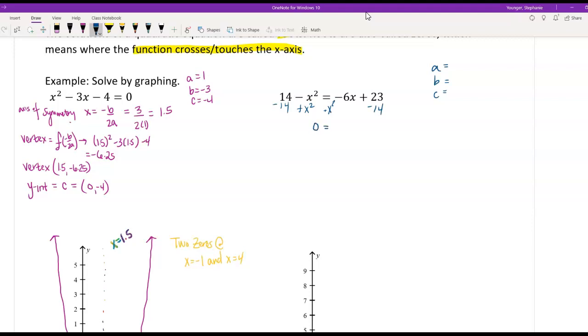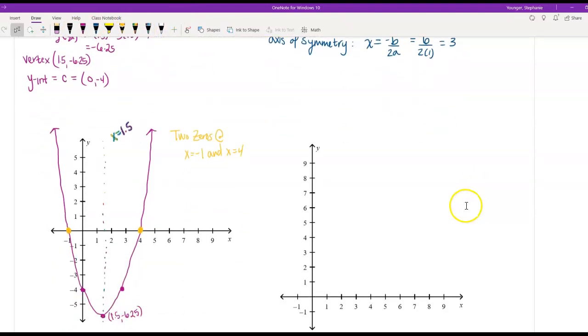When that happens, I get 0 equals positive x squared minus 6x plus 9. So now we have a is 1, b is negative 6, and c is 9. So axis of symmetry is the equation x equals negative b over 2a. So in this case, negative b is a positive 6 over 2 times 1, which is 3. So now I'm going to make sure to draw that dashed line, my axis of symmetry at 3. Here's 3.